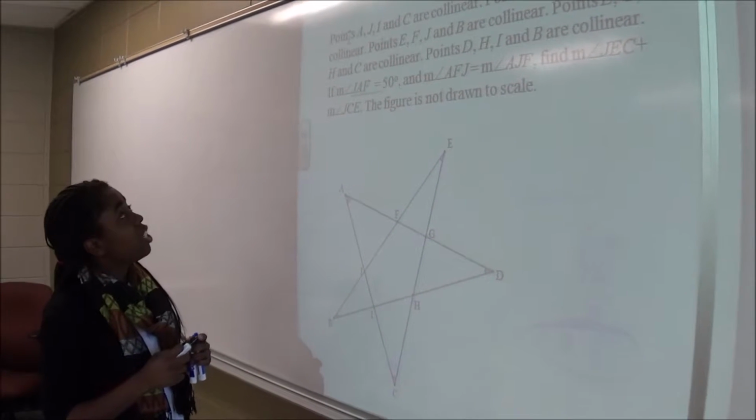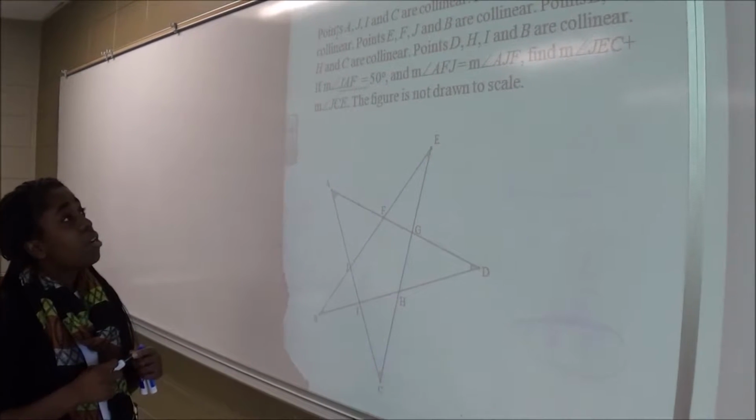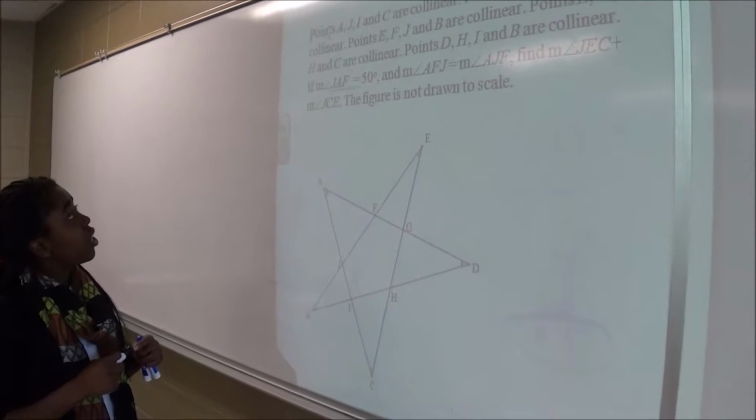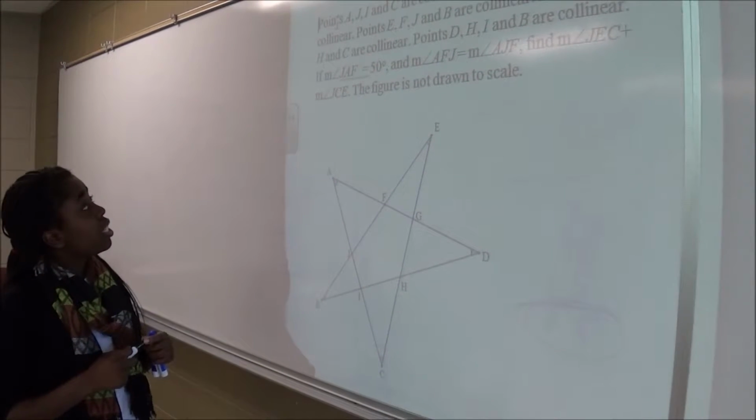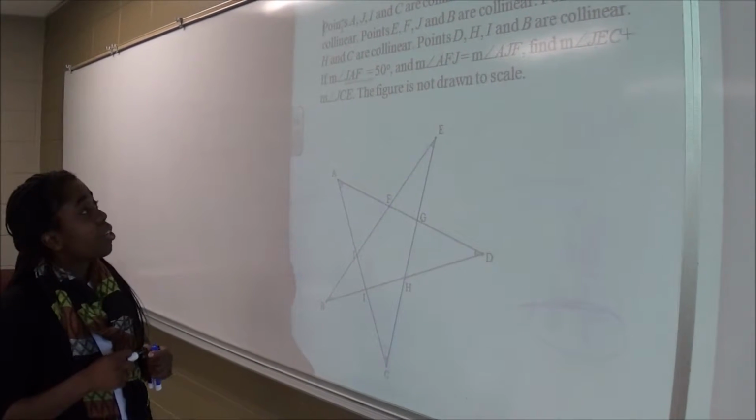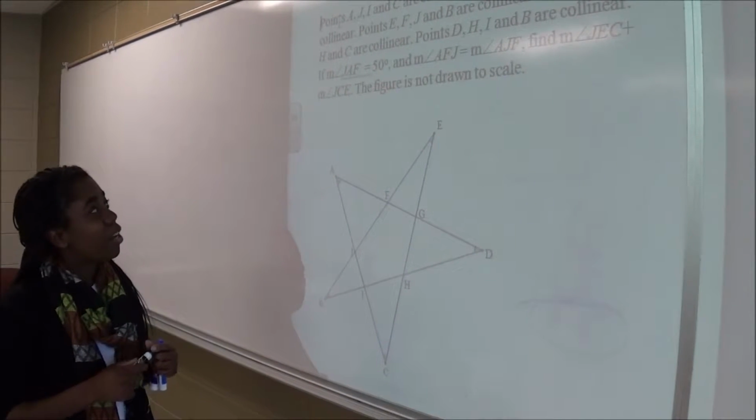So points A, J, I, and C are collinear. Points A, F, G, and D are collinear. Points E, F, J, and B are collinear. Points E, G, H, and C are collinear. Points D, H, I, and B are collinear.